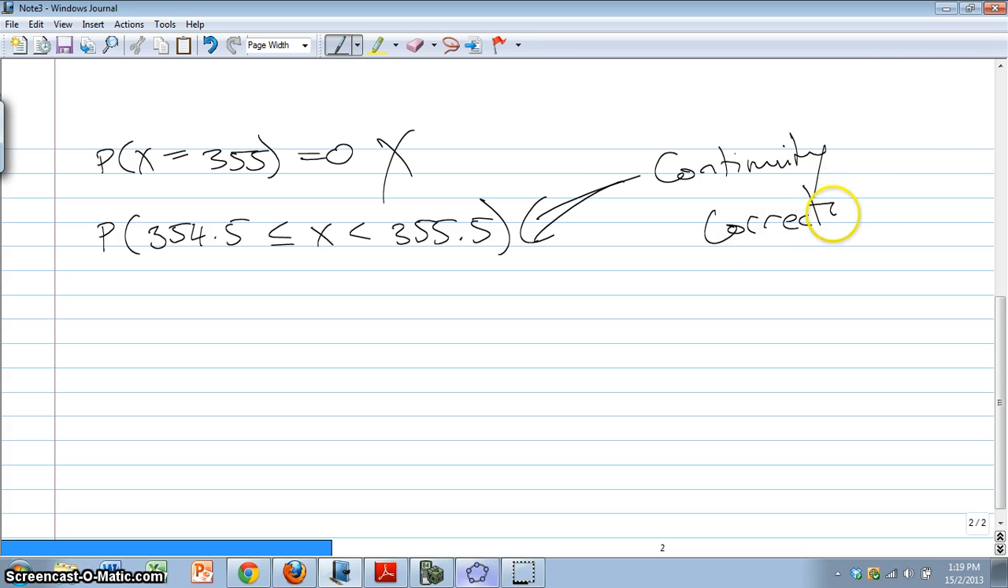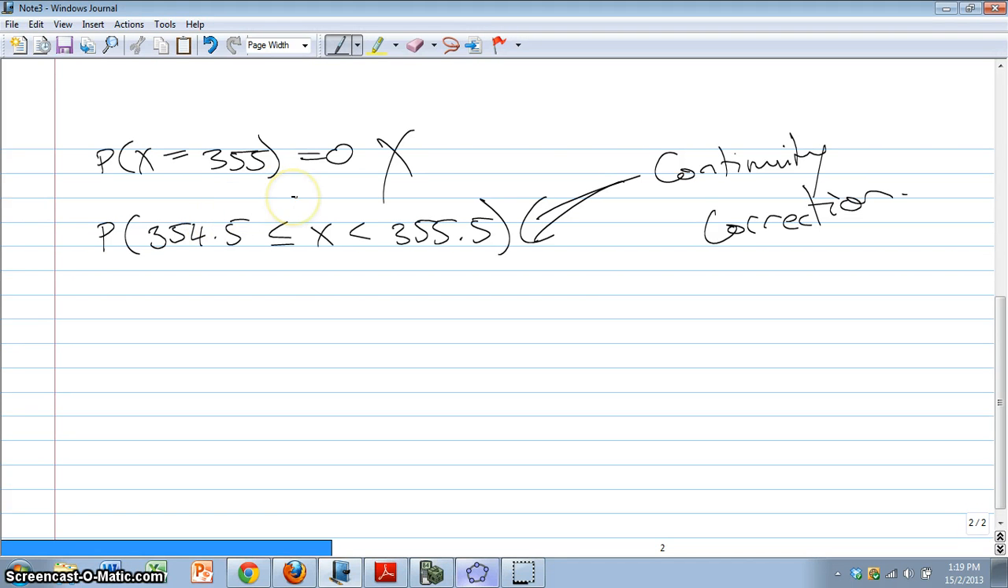Because I'm going from a discrete distribution to a continuous one, I need to make this continuity correction to account for the extra space that I now have, to account for the fact that I can no longer have something exactly equal to it, so I need to take plus or minus 0.5 around it.